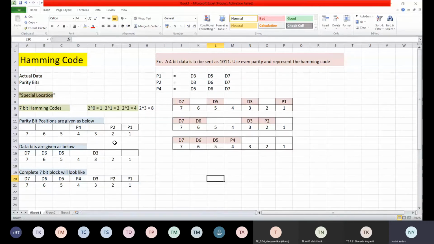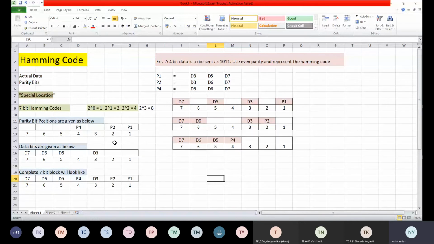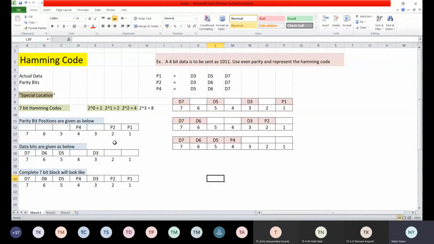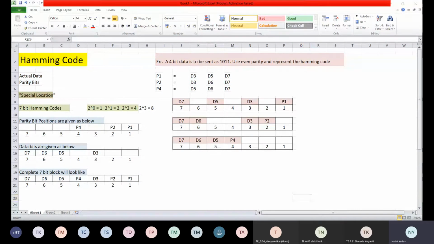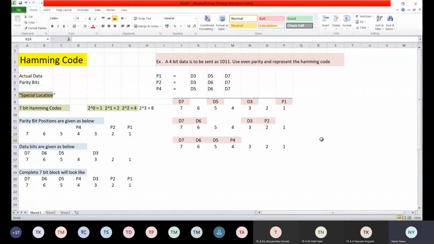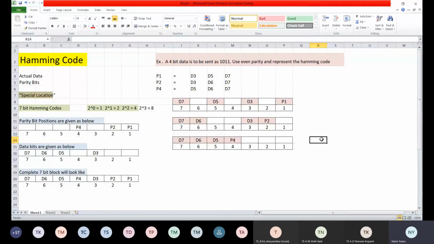Are you getting this? This is the way we must know how to calculate P1, P2, P4, and that is the only important part. If you just mug up the things, you may not remember. But if you remember the trick, then it will be easy for you to do the things in the examination. Understood all of you? Is this clear?